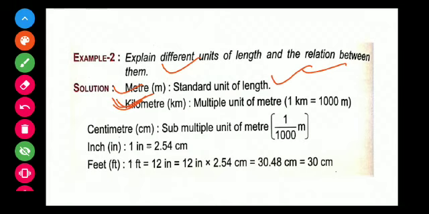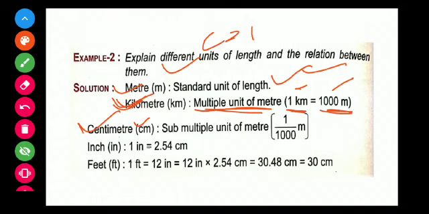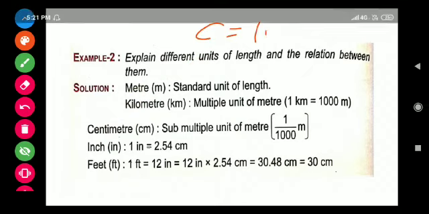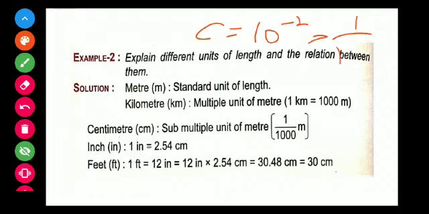And what is the multiple unit of meter? Value of k is 1000, therefore 1 kilometer is equal to 1000 meter. Another unit of measurement of length is centimeter. And what is the value of c? Value of c is equal to 10 to the power minus 2, that is 1 by 100. This is your 1 by 100 meter. There is a mistake: this is 1 by 100, not 1 by 1000.